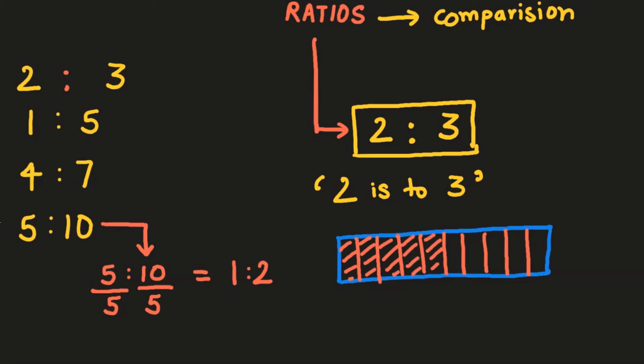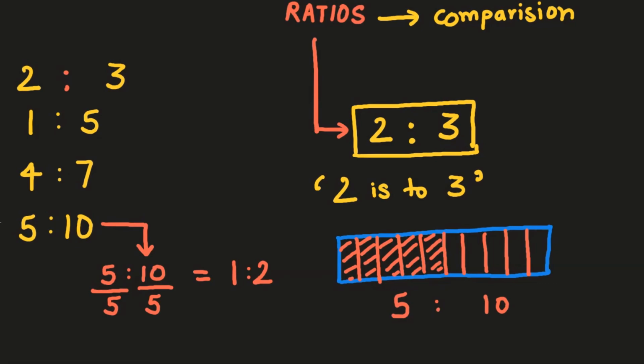Now I need to find out the ratio of the boxes that are colored to the whole box, to all the boxes, to the whole blue box. So I have to basically compare how many boxes are shaded red to the total number of boxes. The total number of boxes are 10 and those that are shaded are 5. So I can write this as 5 is to 10. But what I observed is that half of the whole blue box is shaded red.